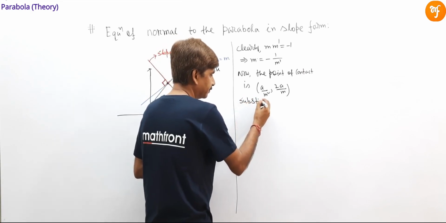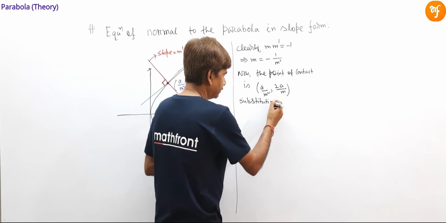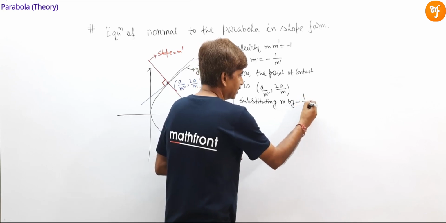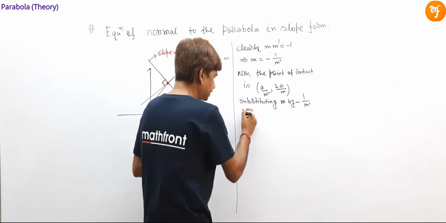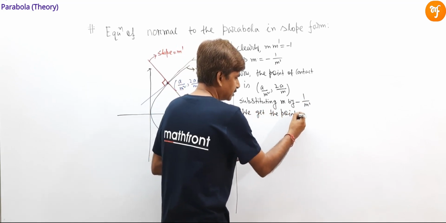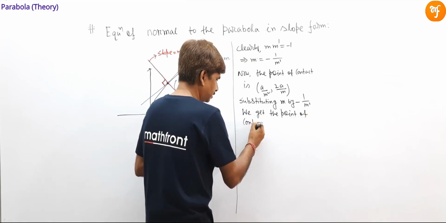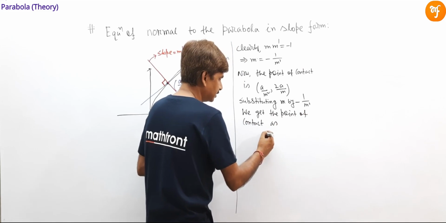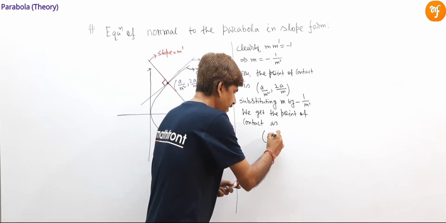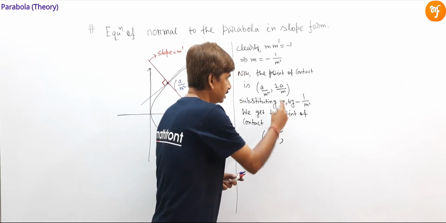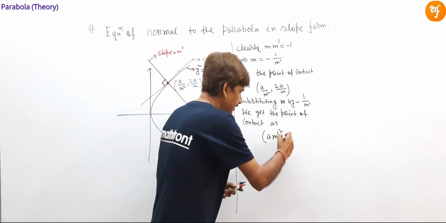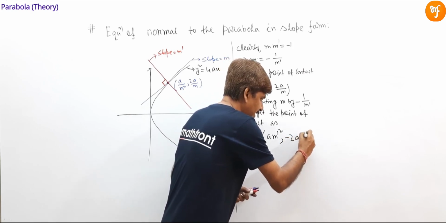So substituting m by minus 1 by m dash, we get the point of contact as, just substitute m by minus 1 by m dash, we will get a m dash square comma, here also substitute m by minus 1 by m dash, so the y coordinate becomes minus twice a m dash.